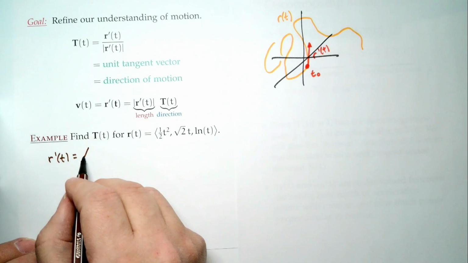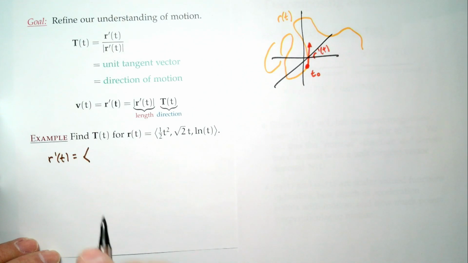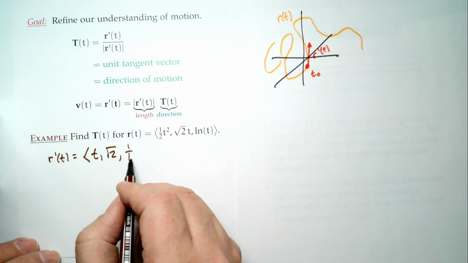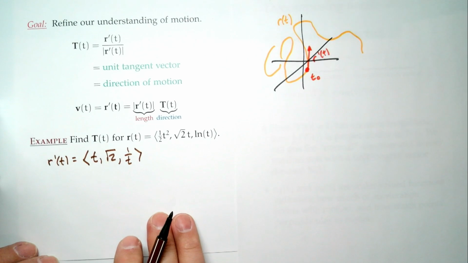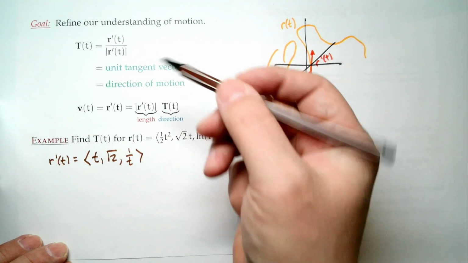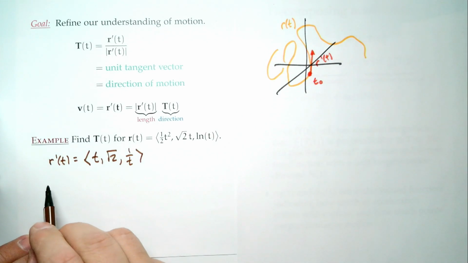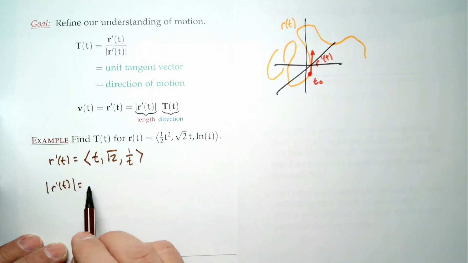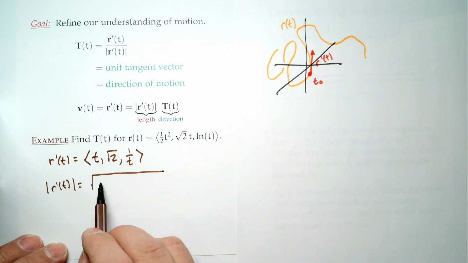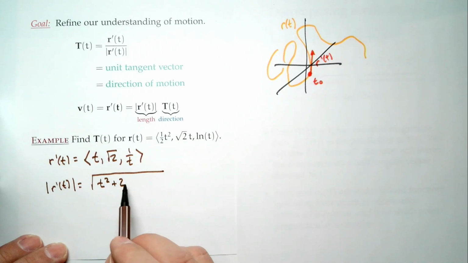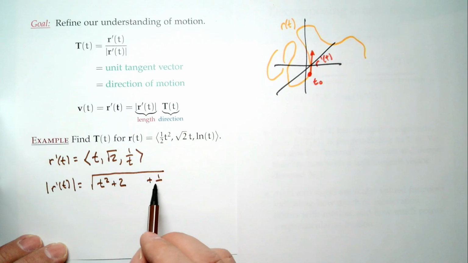Well, hopefully we're getting good at taking these derivatives. What do we get? t, root 2, 1 over t. Okay. All right. Now, what's my next step? Find its magnitude. Find the magnitude, because I need to divide out by the magnitude. Okay, so magnitude, r prime of t. Well, so that's, magnitude is the square root, and then we square each entry. t squared plus root 2 squared, which becomes 2, plus 1 over t squared.